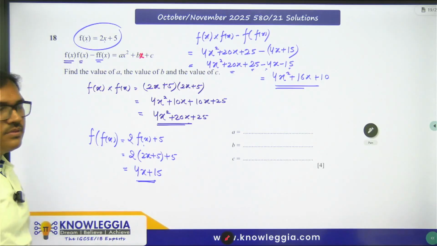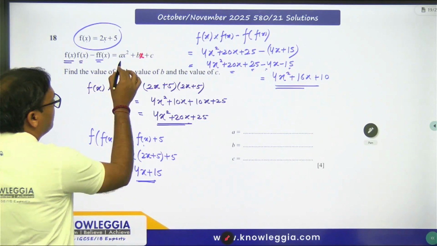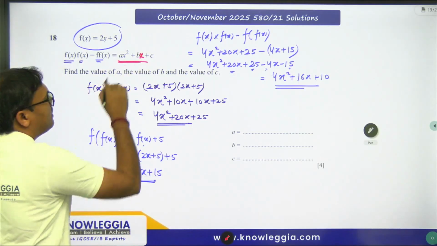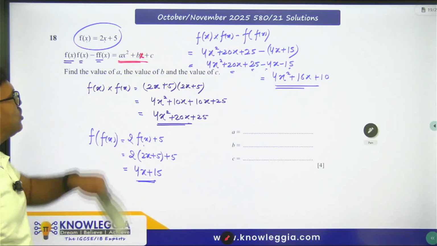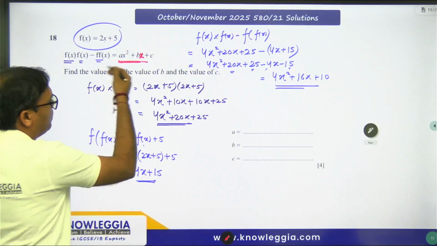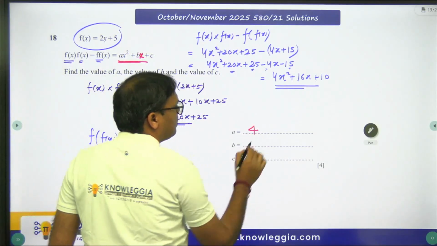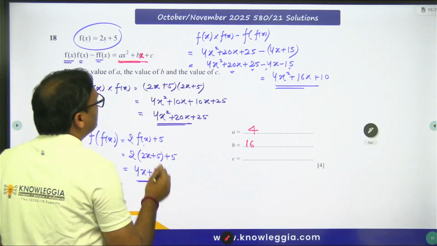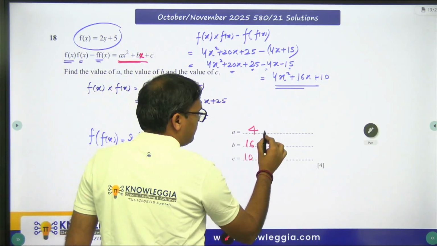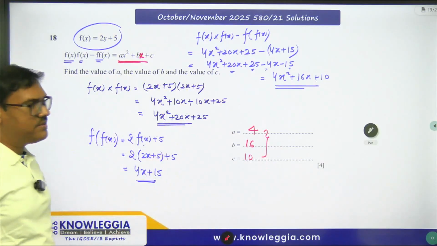This is x. So you can see here, if I compare, because it should be in this form only, ax square plus bx plus c. There should be x now, but it's not given, right? So this should be cx. So just see what is a. A is 4. What is b? B is 16. And what is c? C is 10. So these are the answers, and these are actually the answers given in the question.